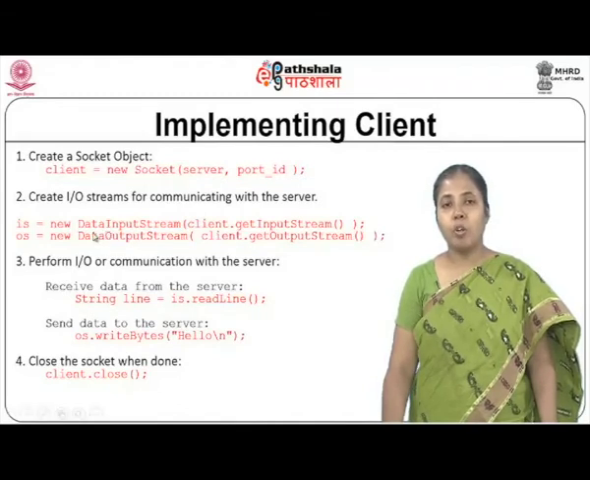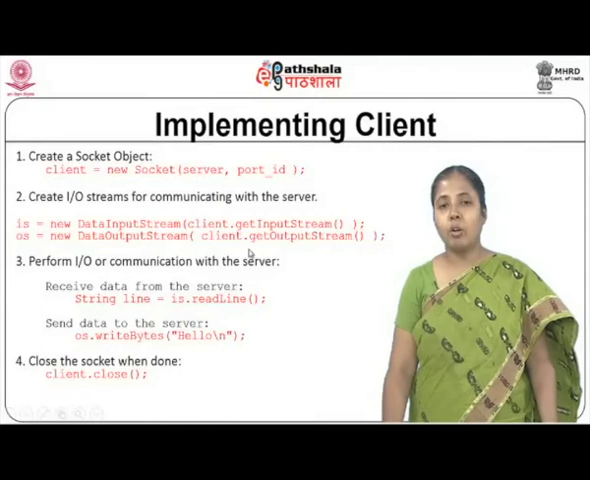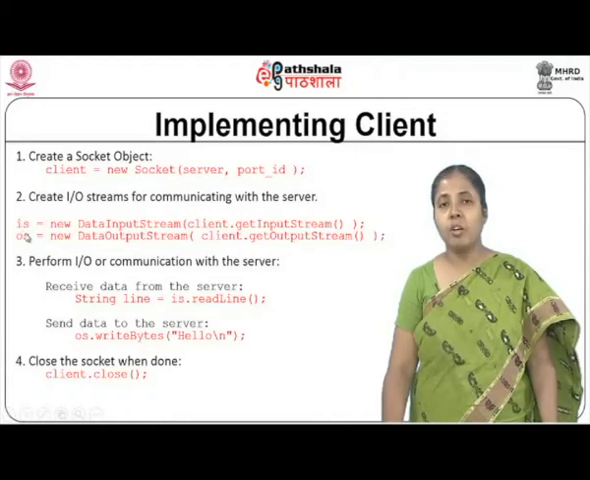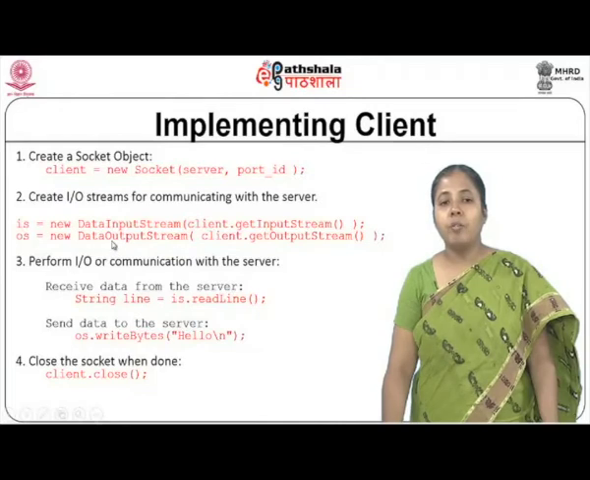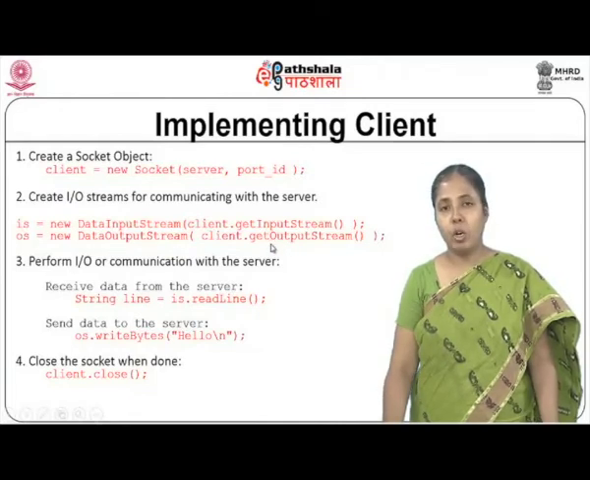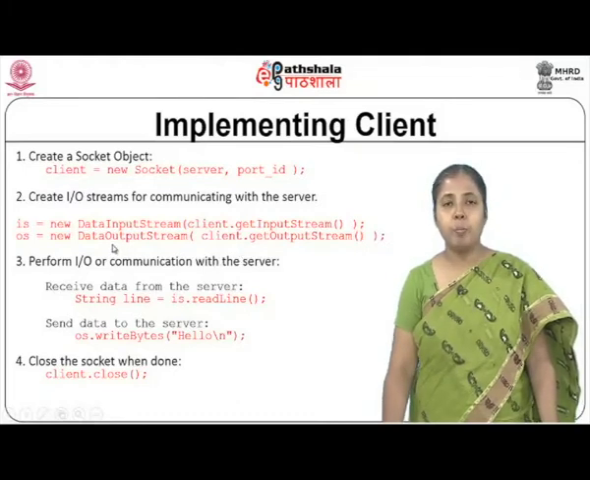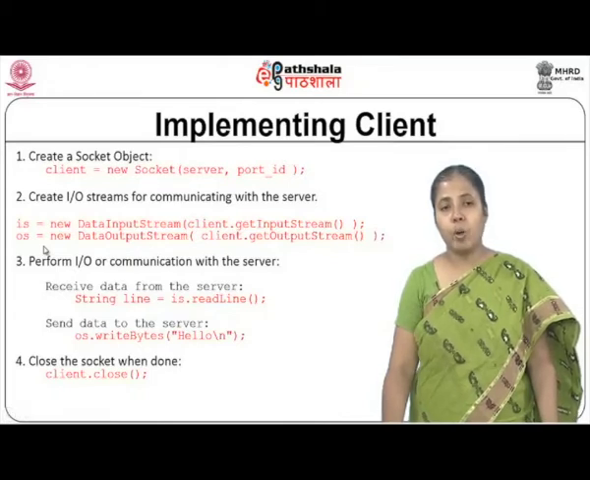Once a socket communication has been developed between the client and the server, we need to create the IO streams for communicating with the server. As we have seen in the server implementation, in the client implementation also, we use the socket object's getInputStream, and we wrap it with the DataInputStream to create the input stream through which you can read data. Then we use the method getOutputStream on the invoking socket object, and we create a DataOutputStream, which would be the output stream through which you want to write data to the socket.